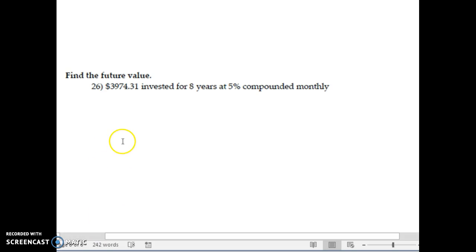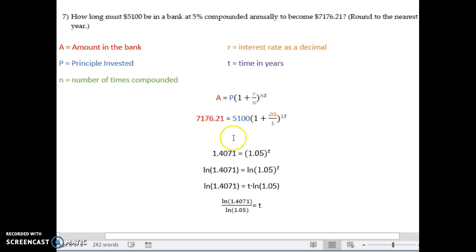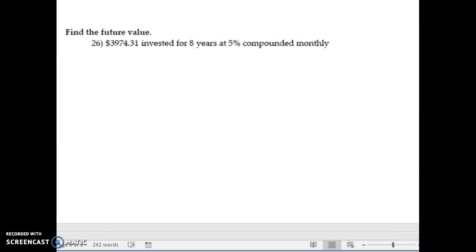Another problem that would use the same formula is 26. Plug these values into the same formula we used for number 7 here, and then solve for the one variable that's missing.